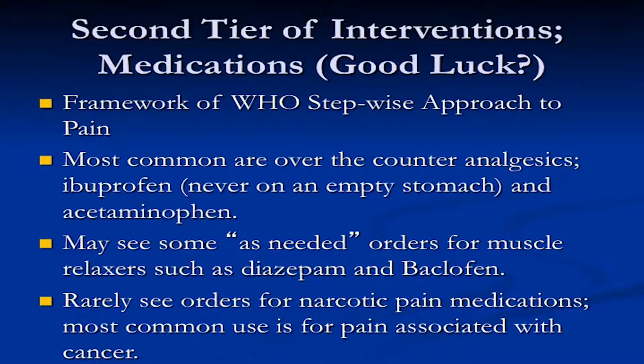I really like the framework of the World Health Organization's stepwise approach to pain. First, the most common medications to consider are over-the-counter analgesics, ibuprofen but never on an empty stomach, and acetaminophen. We may see some PRN or as needed orders for muscle relaxers such as diazepam and baclofen. Rarely we see orders for narcotic pain medications, and if that's the case, we usually see this for pain associated with cancer.